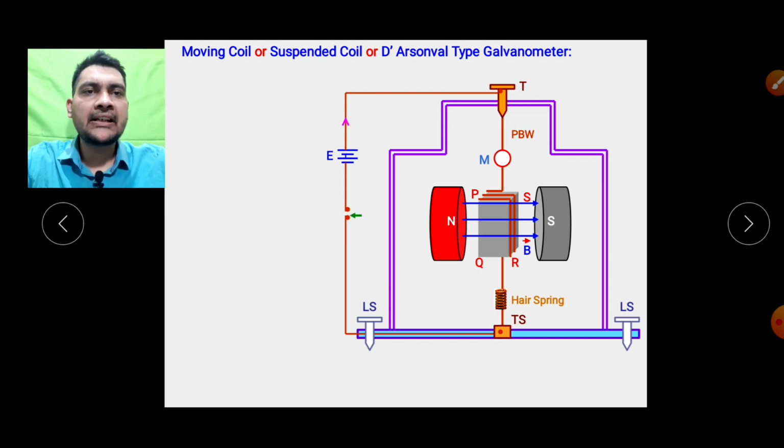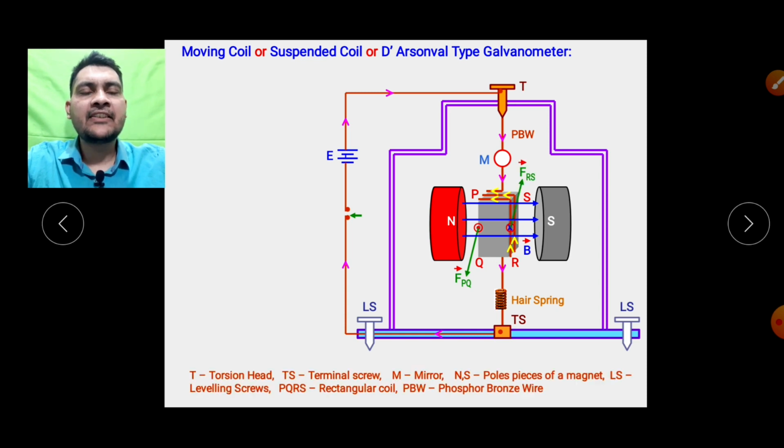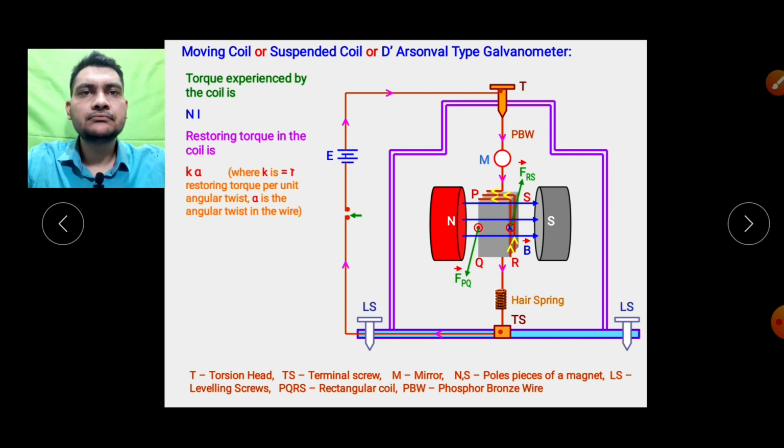So because of the current flowing in the loop, the loop experiences torque, and that torque is given by tau is equal to NBIA sin theta. We have seen this in the previous article. So the torque experienced by the coil is NIAB sin theta.